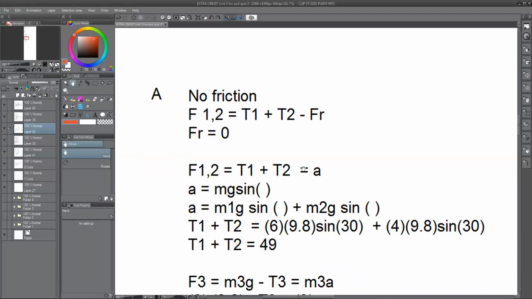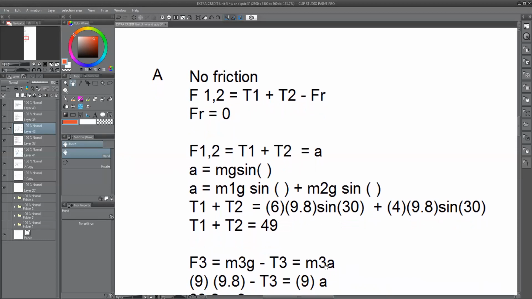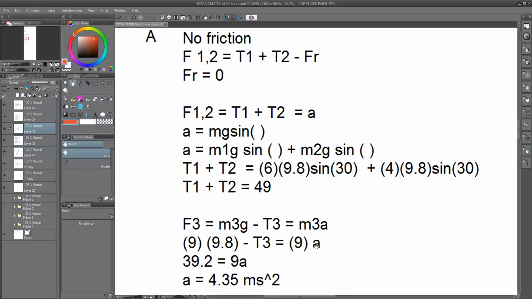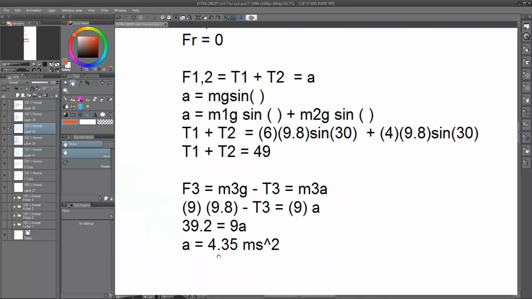So it's equal to also m3 a, because it's accelerating downward, and that's the acceleration that we would be using on the y component. So 9 is the mass of that block, so we just plug in all the numbers. So 9 times 9.8 minus T3 is equal to 9 times acceleration, and then you simplify and you get a is equal to 4.35, and that's the acceleration downward.